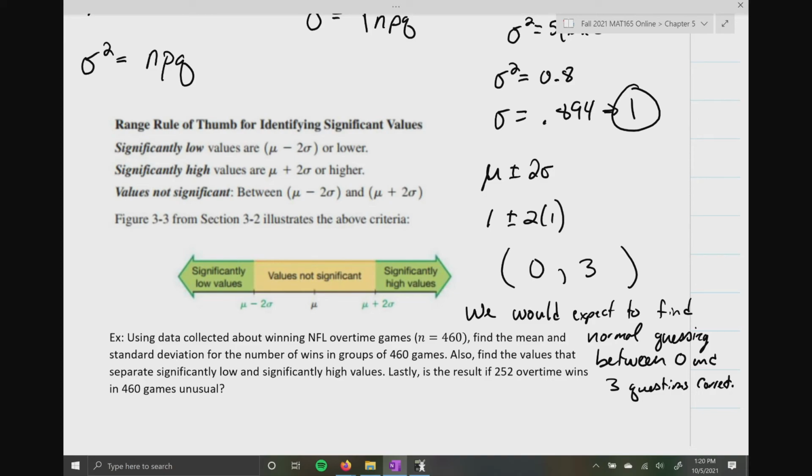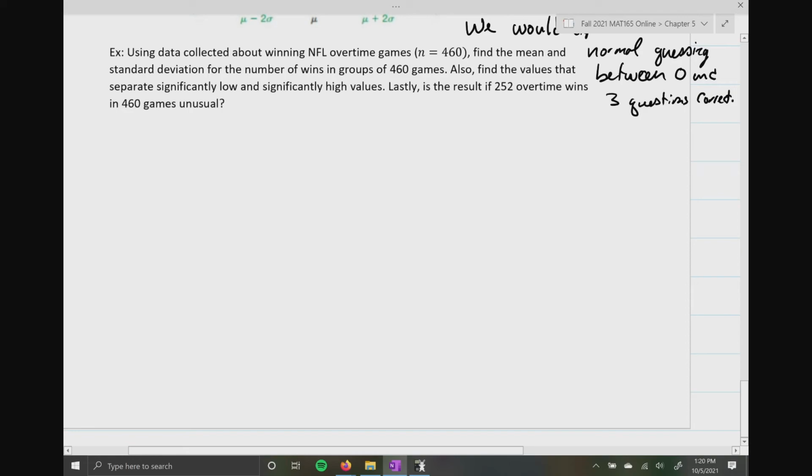Okay? So I got one more little example here at the very end, and it's kind of just going over how to use the range rule of thumb and everything. So let's do this example real fast. It's football season. I'm a huge sports fan, so I figured let's go ahead and use this. So using data collected about winning NFL overtime games, there's 460 games where the data has been collected. We want to find the mean and the standard deviation for the number of wins in groups of 460 games. Also, find the values that separate significantly low and significantly high values. Lastly, is the result of 252 overtime wins in 460 games unusual? So we got 3 questions here.